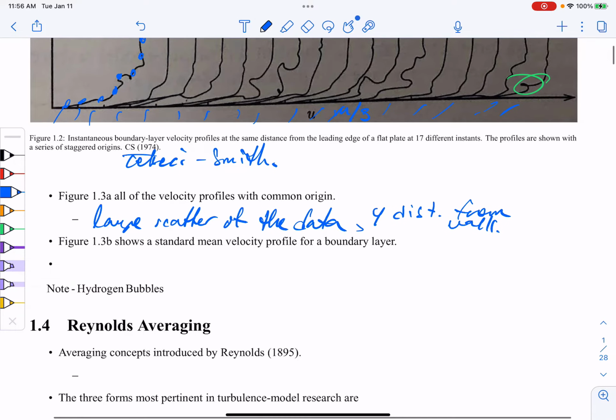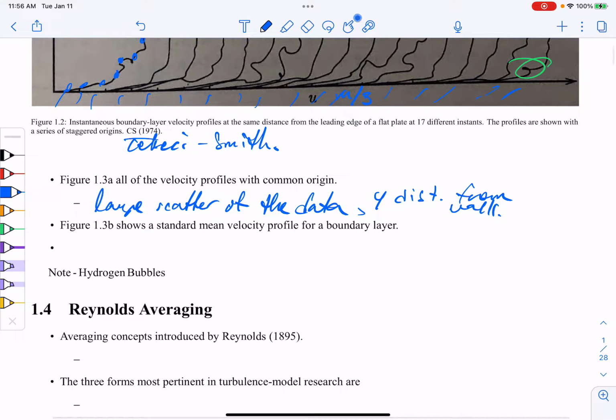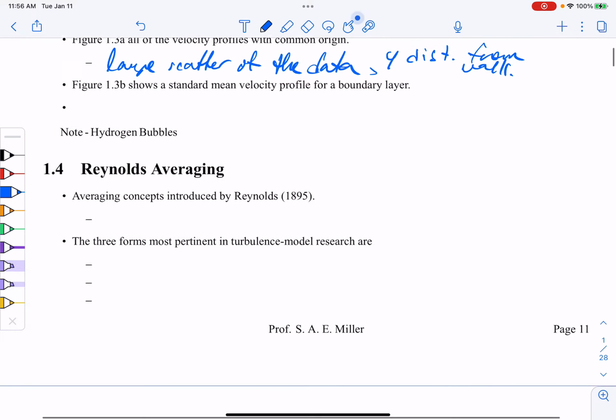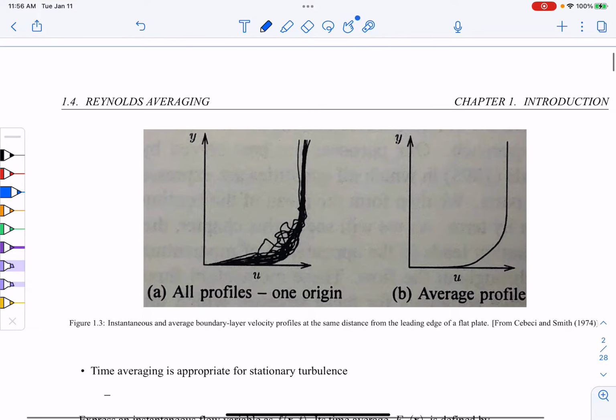And just so you know, my notes are staggered from yours, unfortunately, because of the way my LaTeX package is not working. Here's 1.3a and b.